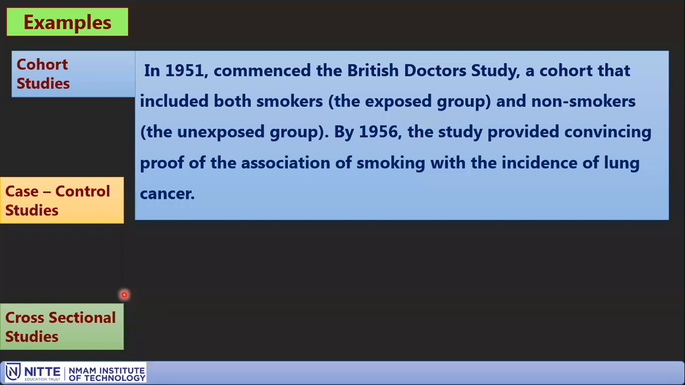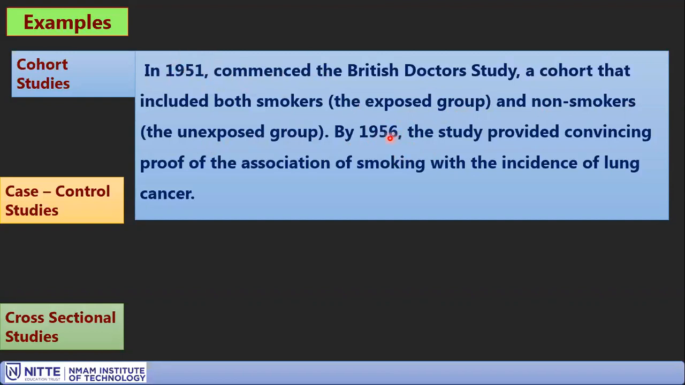Let me take some examples, three different examples for three cases. Cohort studies: this is one of the classical examples that's usually given. In 1951, the British doctors study commenced, a cohort that included both smokers and non-smokers. Smokers are called the exposed group, and the non-smokers group is called the unexposed group. The study went on even till 2001, I guess. Over the time, it started in 51 and ran up to 5 years.